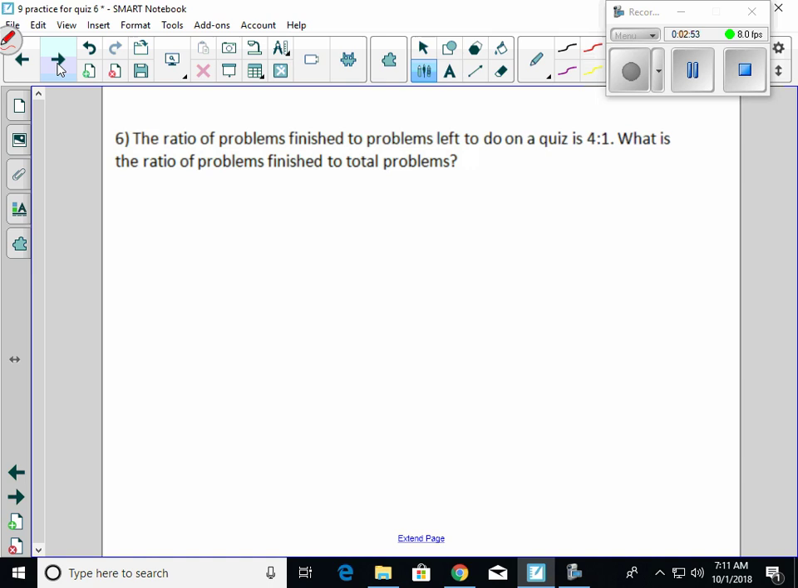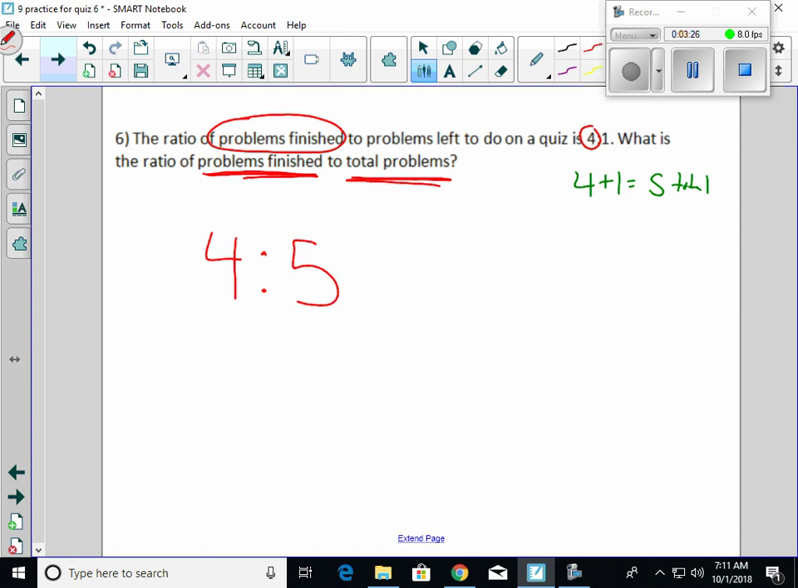The ratio of problems finished to problems left to do on a quiz is 4 to 1. What is the ratio of problems finished to total problems? If there were 4 problems finished and 1 problem left to do, there would be 5 total problems. So that second number should be 5. 4 problems finished out of the 5 total problems.